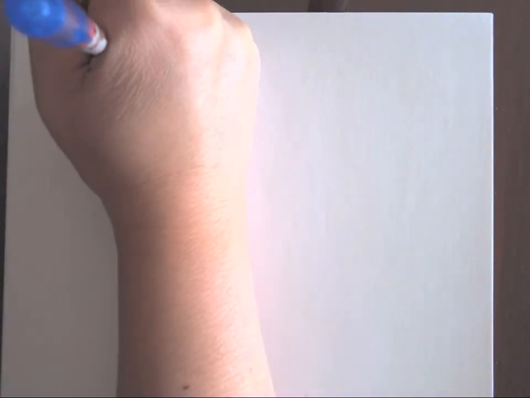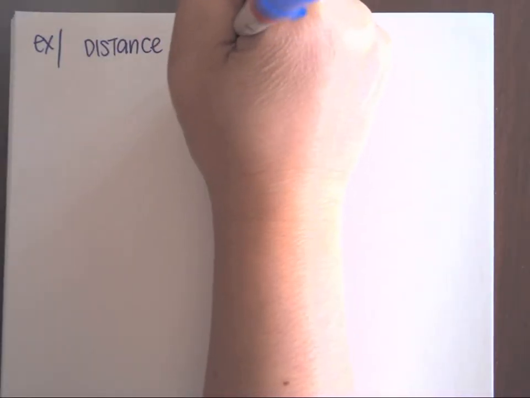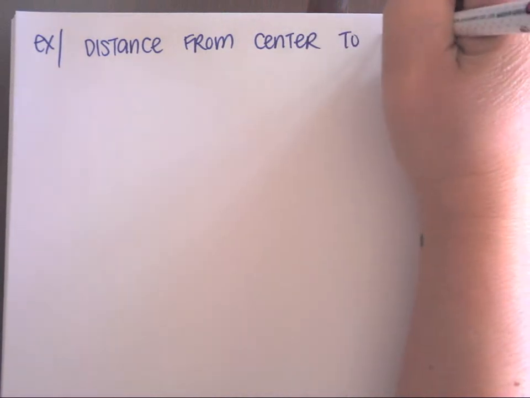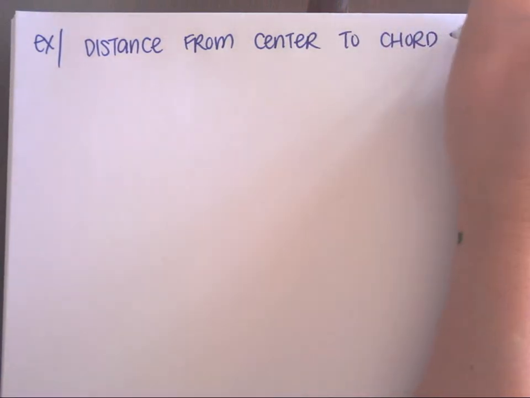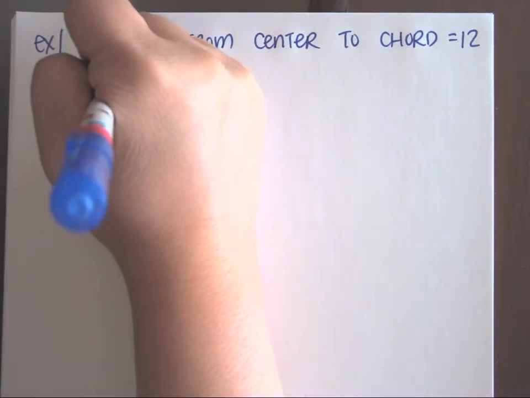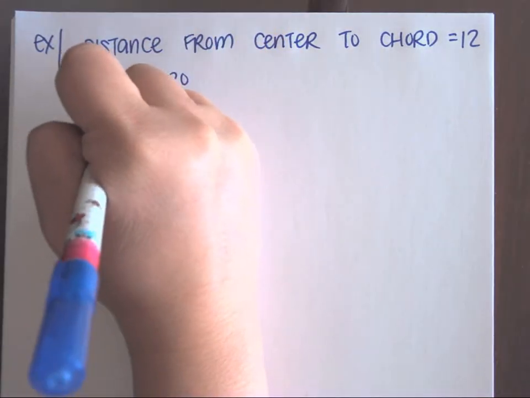The last example, distance from a center to the chord is 12. The radius is 20. How long is that chord?